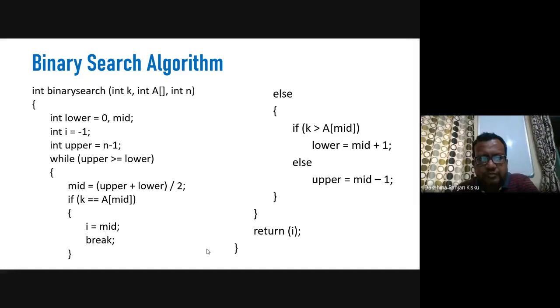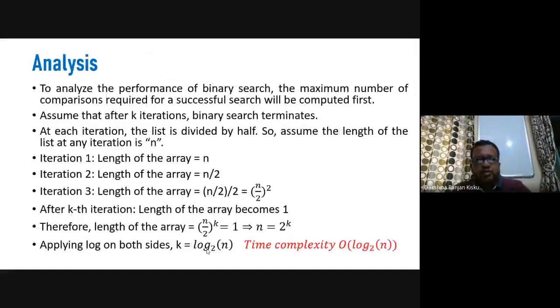Now, to analyze the performance of binary search, we will consider the maximum number of comparisons required for a successful search. So that is to be computed first. For that, we can assume that after k iterations, the binary search terminates. At each iteration, the list is divided by half. So we assume the length of the list at the first iteration is n.